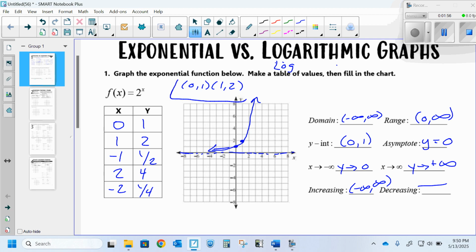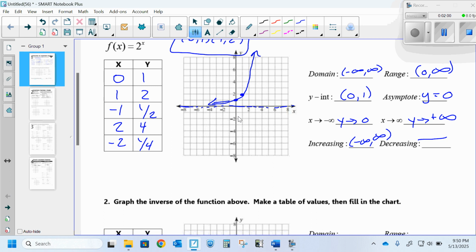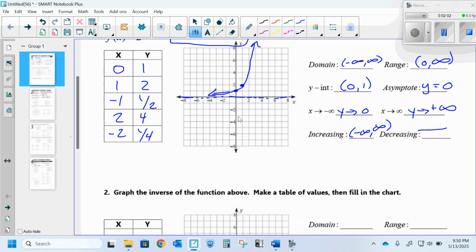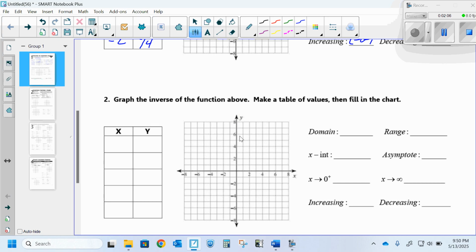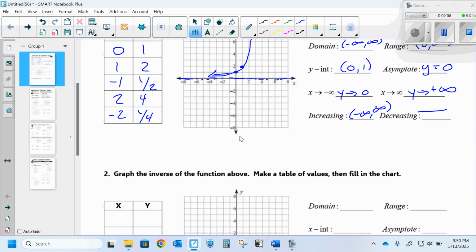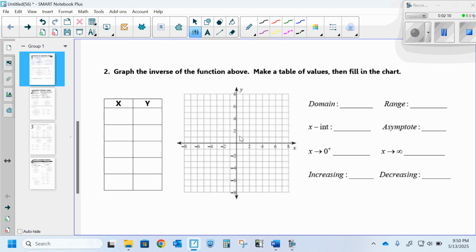And again, this is really important, the 0, 1, 1, b, because what we're going to do next is graph the inverse of that. And so we're switching x and y.